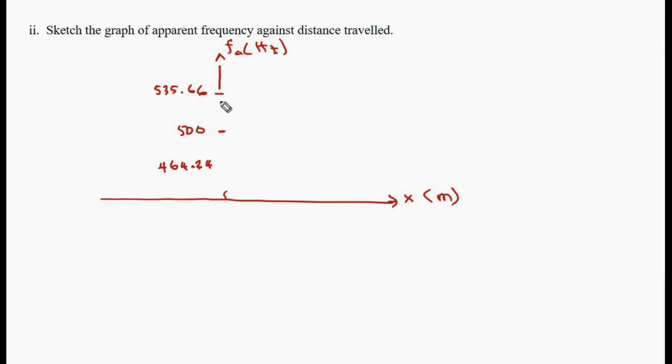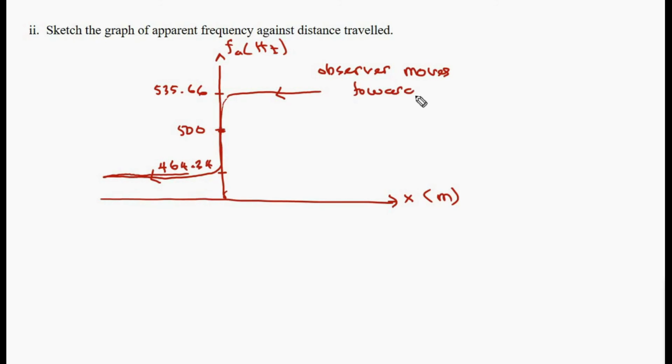I draw again, guys. This one is a straight line, until 500. And when it moves away, it is also a straight line. I put an arrow here and label it: observer moves towards, and observer moves away. And over here is the stationary source.